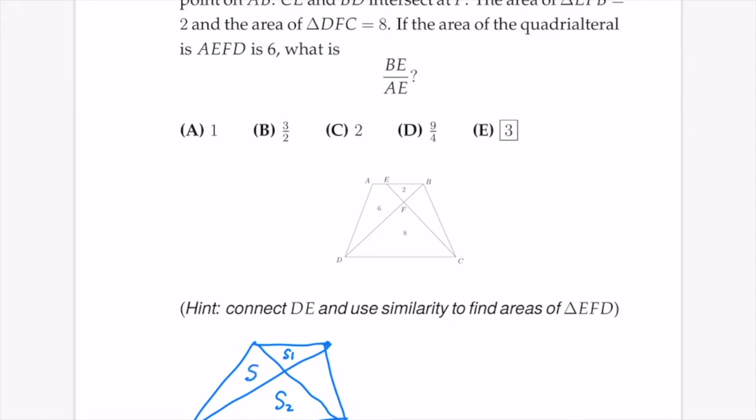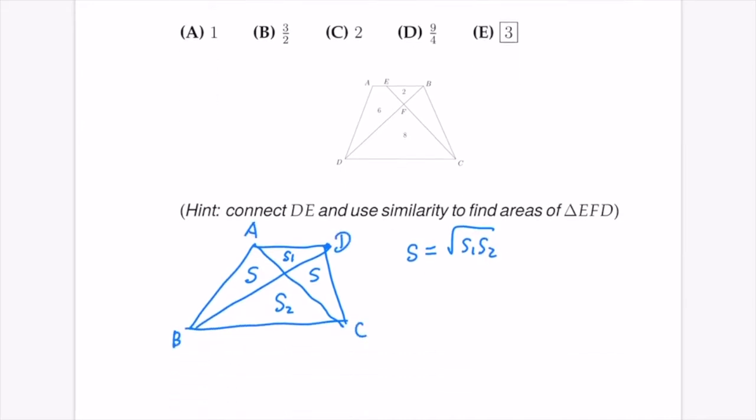First, these 2 areas are the same. And S is actually equal to the square root of S1 S2. Why is that the case? The reason is that if we mark the trapezoid as ABCD, then since AD is parallel to BC, we must have triangle ABC has the same area as triangle DBC.